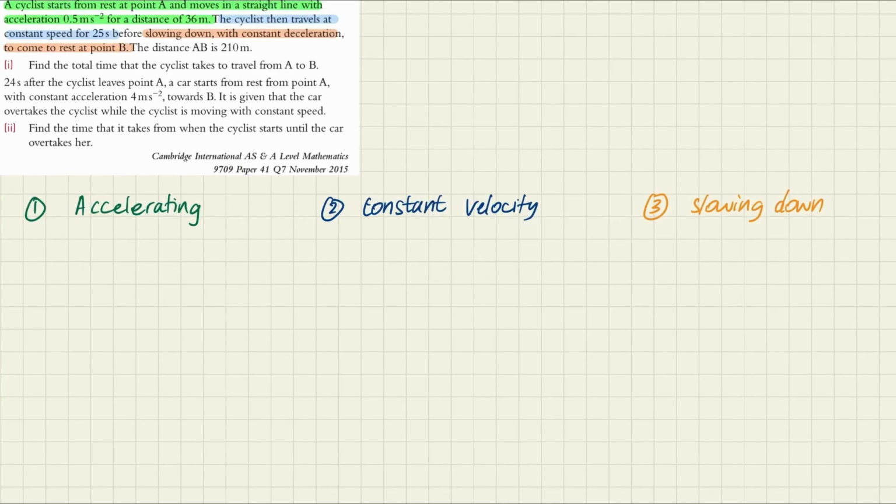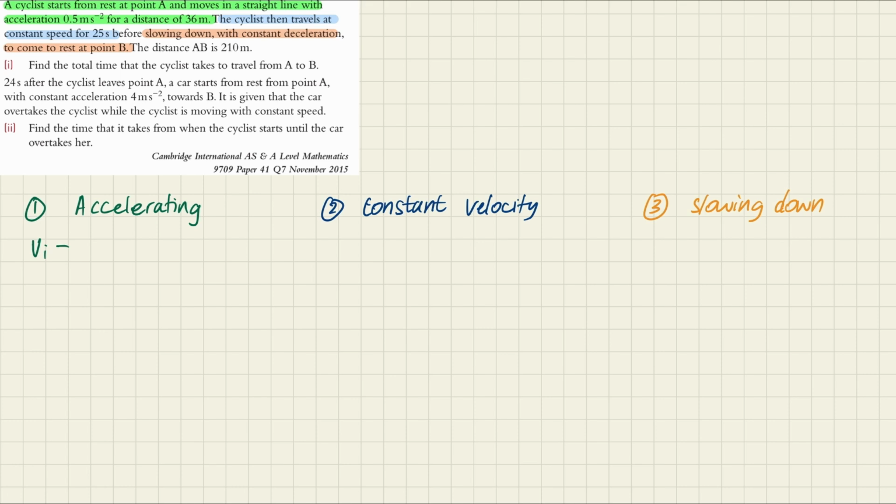So what I've done here is I've divided the motion of the cyclist into three parts. The green being the accelerating part, the blue, the constant velocity, and the orange being the slowing down. And to work out the total time, I'm going to break it up into these three sections and work out the time and/or the distance traveled for each of these sections, and then take the sum and get the total.